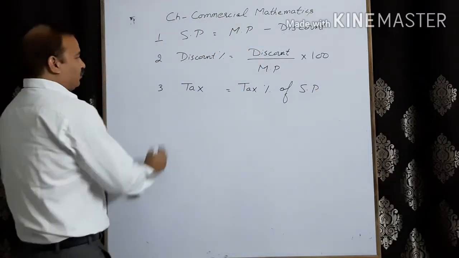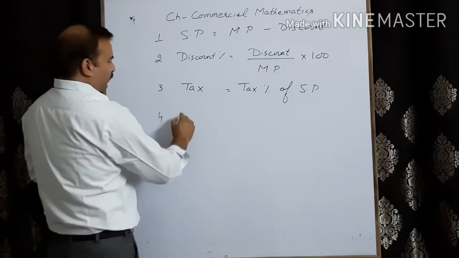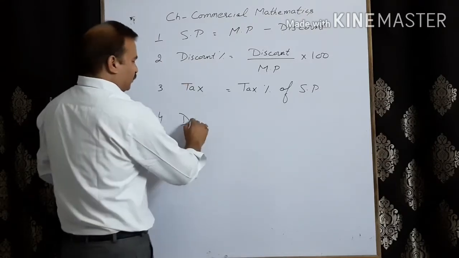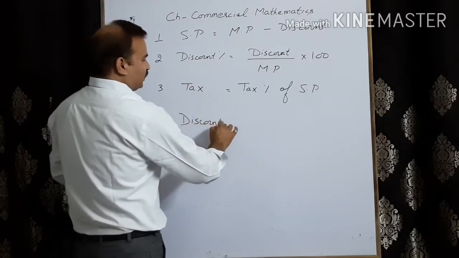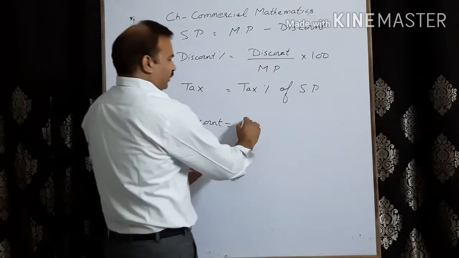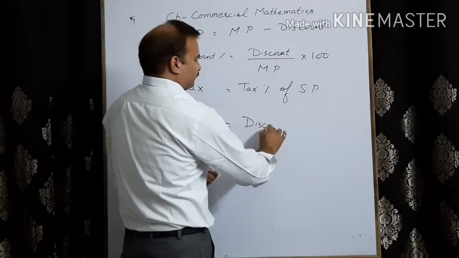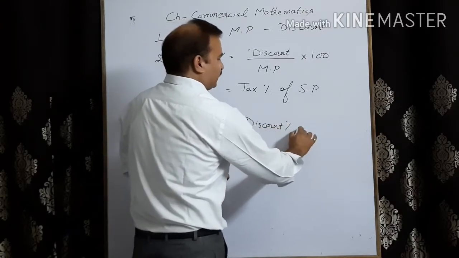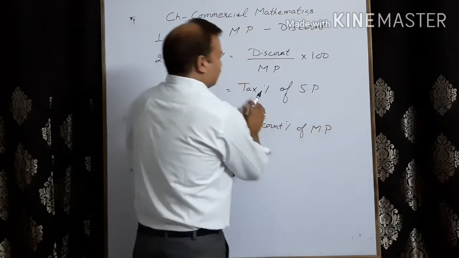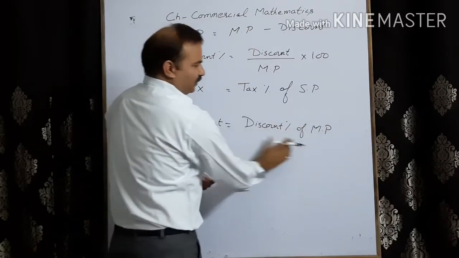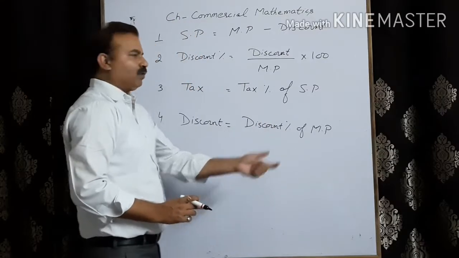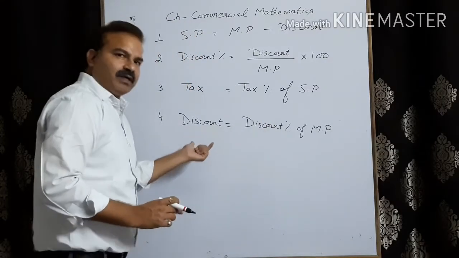Now sometimes we have to find the discount also. See, this formula is the discount percent, and suppose we have to find how much discount. Suppose a person said that you have got a 5% discount. So that will be the discount percent. Discount is the discount percent of MP. Whatever the marked price is, we will get the concession of that particular amount. That amount is known as the discount.